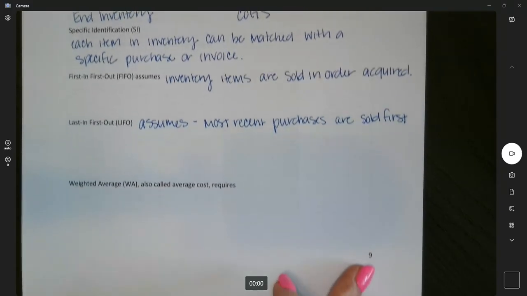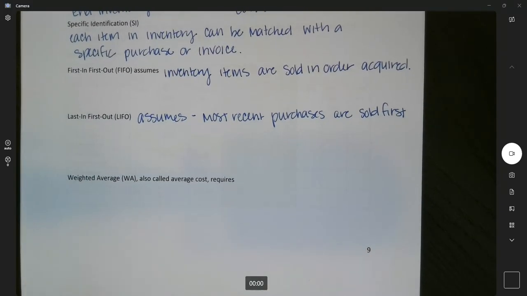Finally, we have weighted average. And weighted average, which is also called average cost, requires that we use a weighted average cost per unit of inventory at the time of each sale.